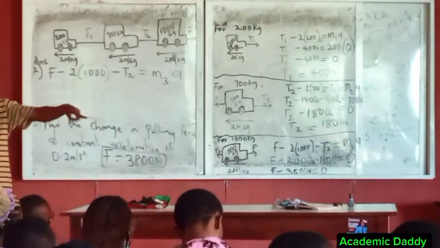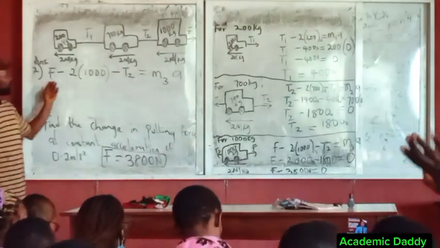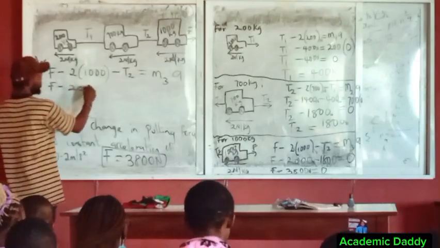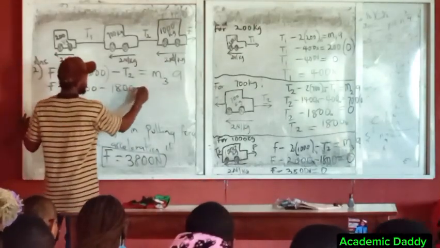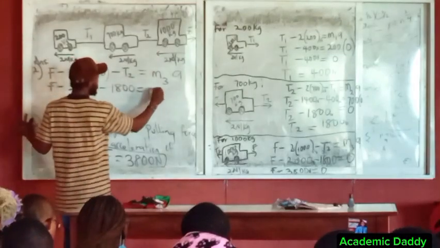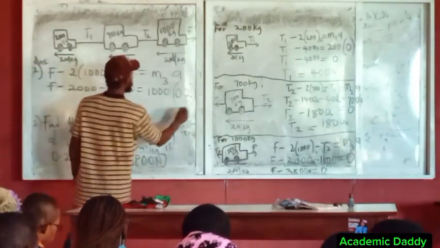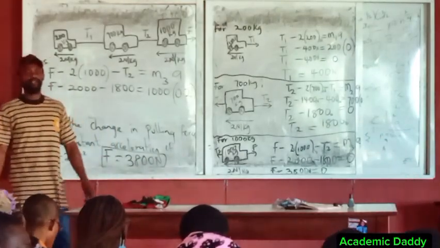Even when I'm going 2021, I will simply have F minus 2000 minus 1800 equals my entry is 1000 Newton. So the only thing I will change is the acceleration, which is 0.2.